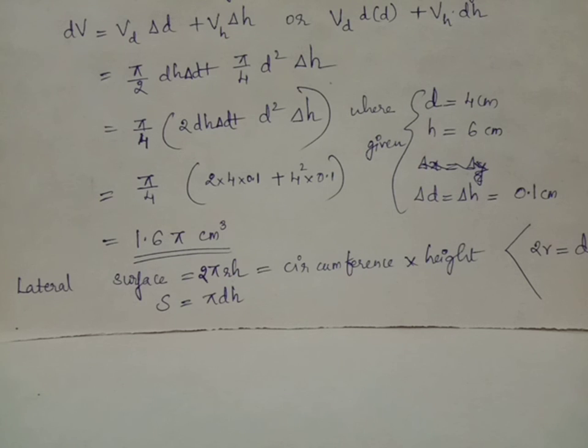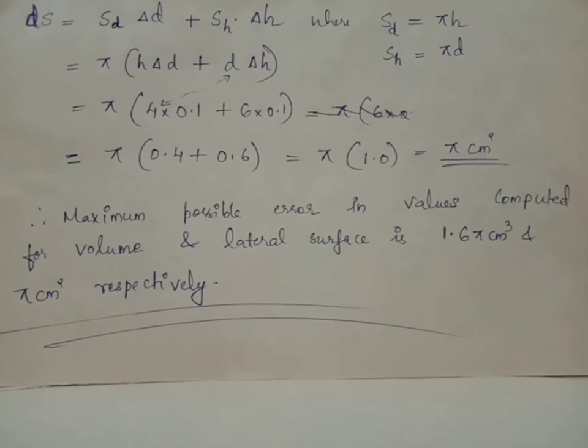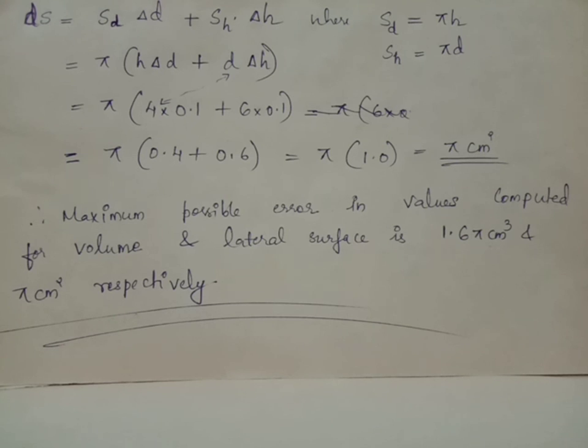Now we will evaluate the first order partial derivatives of S with respect to the independent variables d and h. We have dou S by dou d equals pi times h and dou S by dou h equals pi times d. Thus we have the total differential dS equals pi h into delta d plus pi d into delta h, when you take pi common.